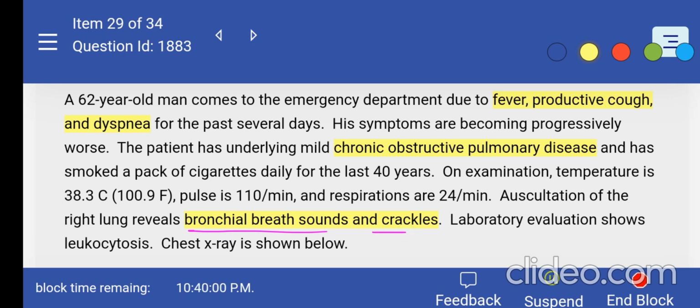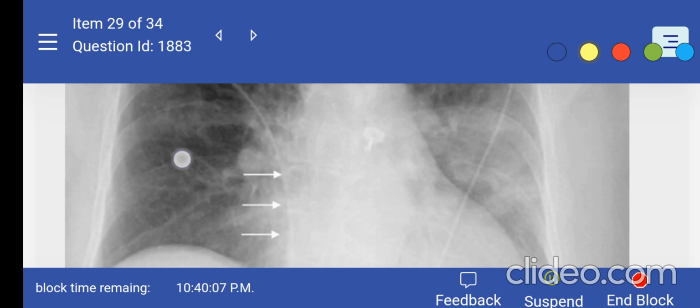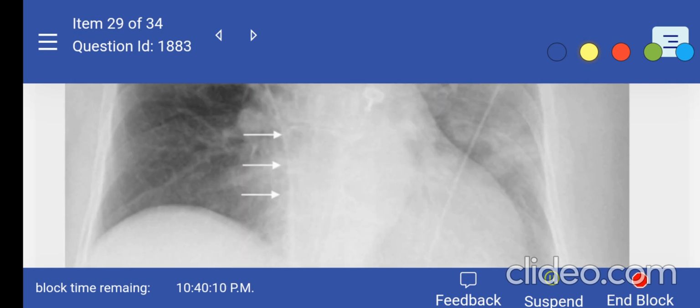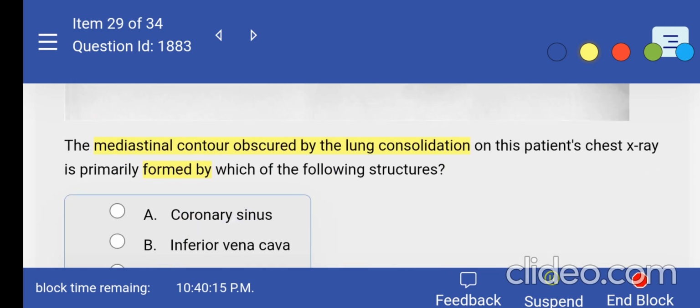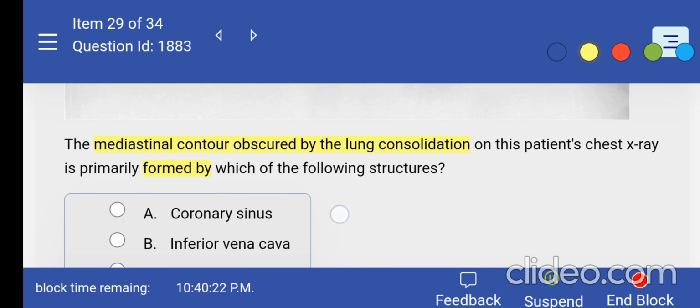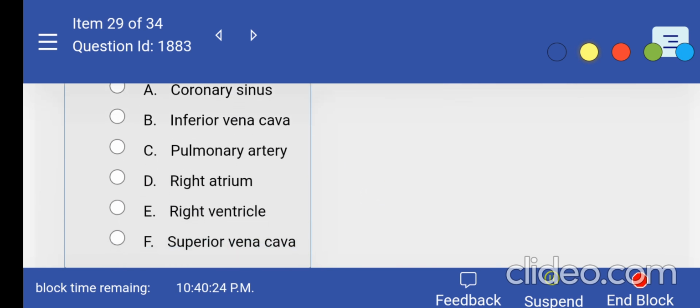Lab evaluation shows leukocytosis. Chest X-ray is shown below, right? They have given this picture of the X-ray. Okay, so they are asking: the mediastinal contour obscured by the lung consolidation on this patient's chest X-ray is primarily formed by which of the following structures? Option A coronary sinus, option B inferior vena cava, option C pulmonary artery, option D right atrium, option E right ventricle, option F superior vena cava.